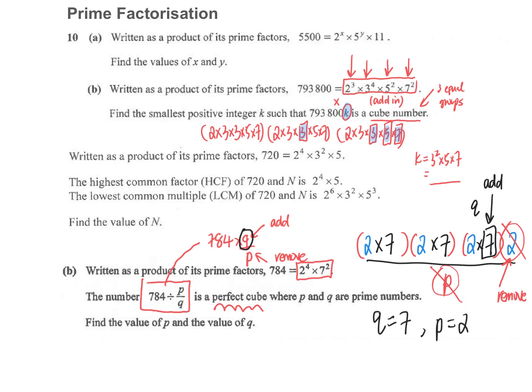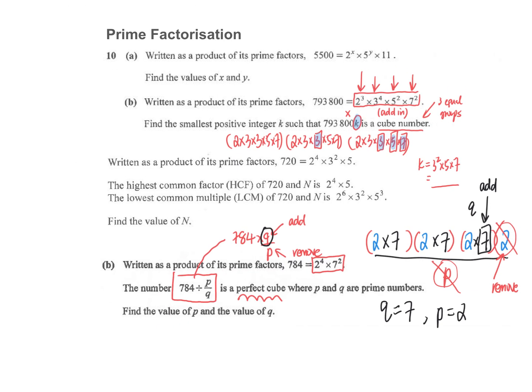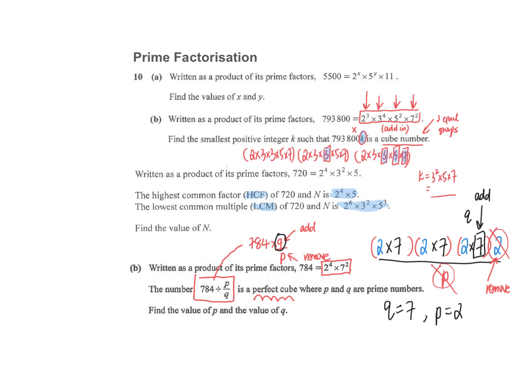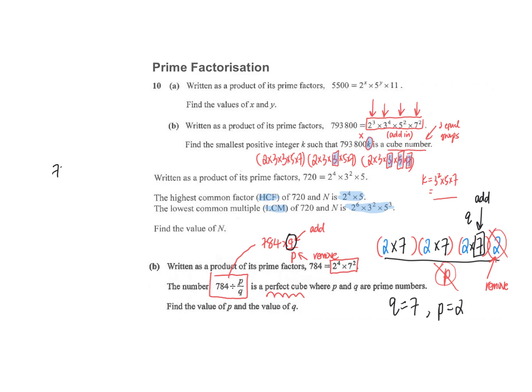Okay, then another trend type is they give you your HCF and LCM. They tell you your HCF is this. And then your LCM is this. They say, can you find that number? So first thing first, 720 is 2 to the power of 4, 3 square, and 5. I have a number n that I don't know what it is. But I know the HCF is 2 to the power of 4. I know the LCM is 2 to the power of 6. So this is what the question tells me.